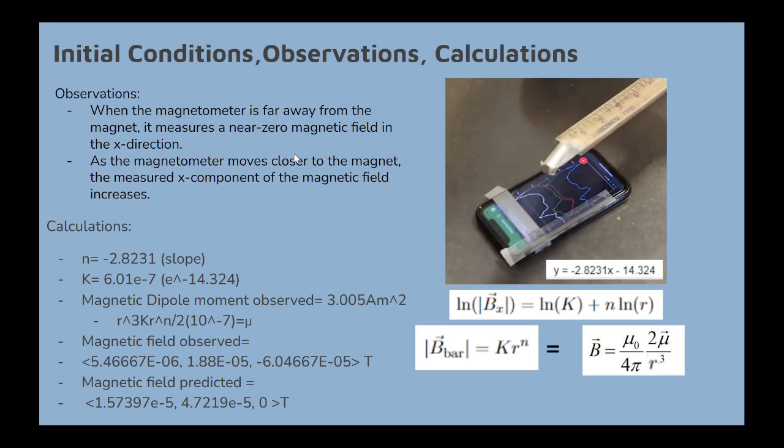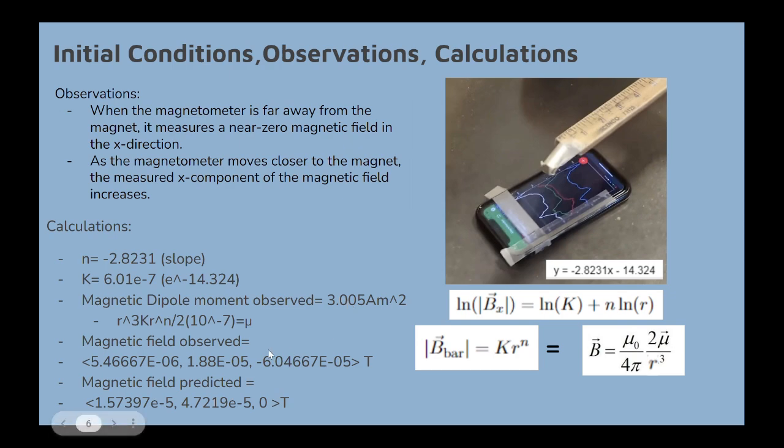Our observations are that when the magnetometer is far away from the magnet, it measures a near-zero magnetic field in the x direction. As the magnetometer moves closer to the magnet, the measured x component of the magnetic field increases. Our calculations are that N equals the slope, as we see right here, K equals e to the power of the y-intercept, and the observed magnetic dipole moment is this number right here. As we set these two equal, and since we found K and N from comparing these two equations, we can find the magnetic dipole moment, which is that number right there.